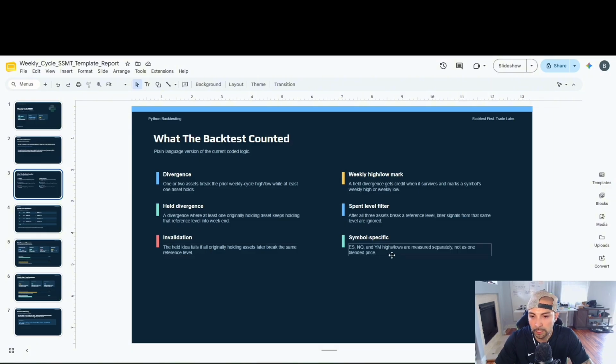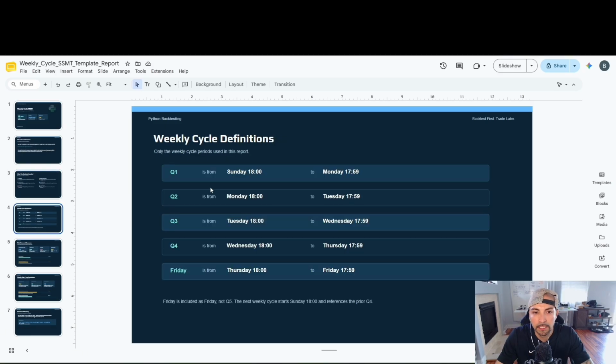And we have symbol specific data here. So ES, NQ, and YM highs and lows are measured separately and not as one blended price. Okay. And here are the weekly cycle definitions. Quarter one is from Sunday's open to Monday 17:59. Pretty much quarter one is Monday's trading day, quarter two is Tuesday's trading day, quarter three is Wednesday, quarter four is Thursday, and Friday, according to the concepts, is not considered a quarter but has its own function in terms of the weekly cycle.